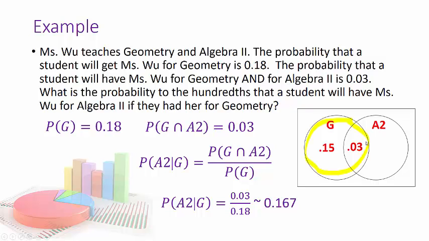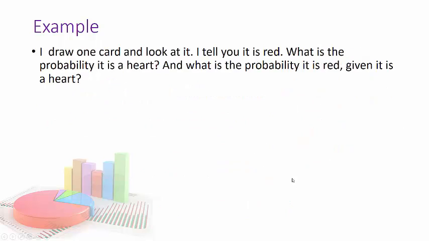Well, in this example, our world is confined to this. We don't care about the rest. We know the student got her for Geometry. So we're just looking for the part that's in both right here out of this whole. And you're probably saying, well, this whole is 0.18. That's okay. We know it happened. So that's my new whole. Okay? Let's take a look at another example.